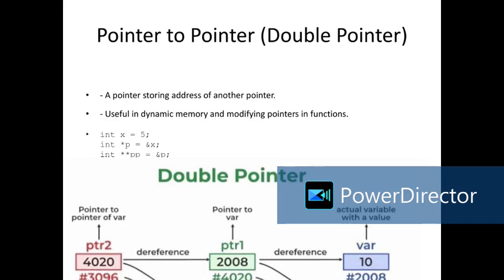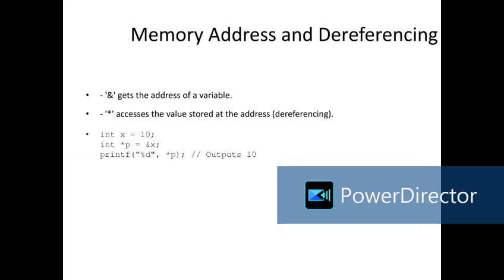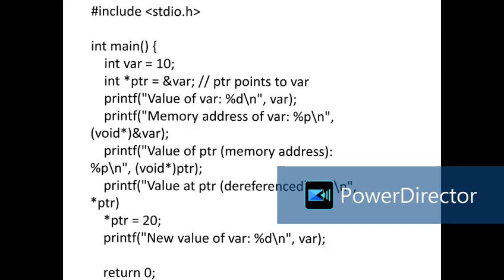Memory addresses and dereferencing. This slide walks us through how address and dereferencing really work. Let's walk through this example. int var = 10; int *ptr = &var; &var gives the memory address of var. The pointer stores that address, and *ptr gives you back the value 10.